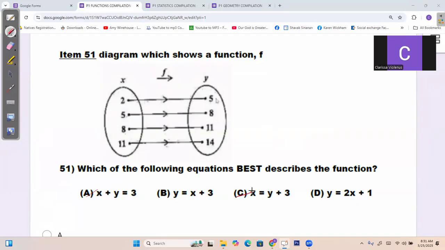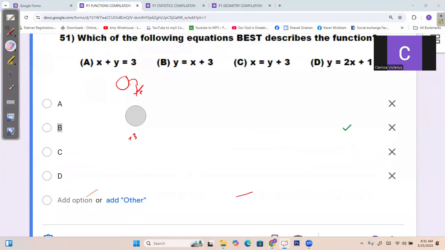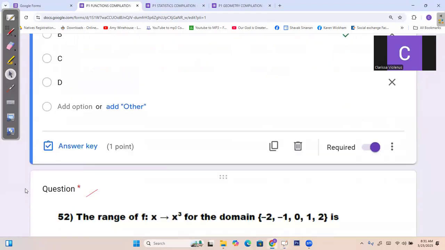So let's see. How do I move from 2 to 5? That's a plus 3. 5 to 8, that's a plus 3. 8 to 11, that's a plus 3. So that means it is x plus 3. So your answer is B. This is an easy one. Sometimes they get a little harder, so sometimes you have to do trial and error or do the calculations to verify.